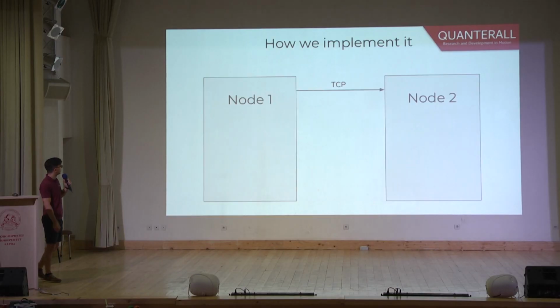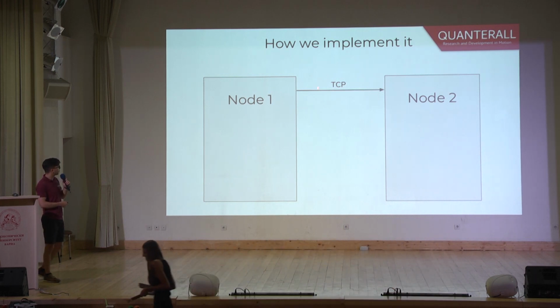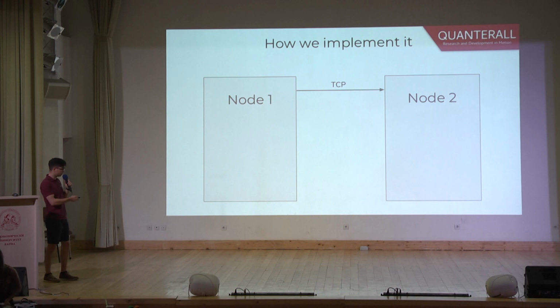So how do we implement the noise? Here I have created just a simple diagram, which is going to explain in a simple way how this is done. So we have, again, node 1 and node 2. Node 1 is going to try to create a TCP connection to node 2. If this TCP connection is successful, we're going to receive a socket from which we can continue our communication.